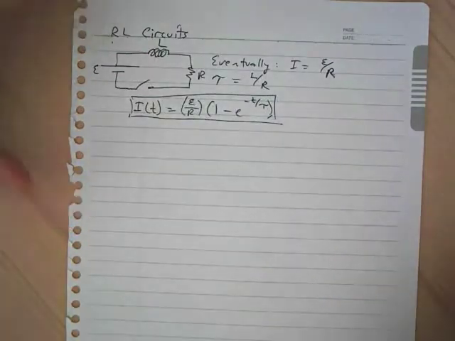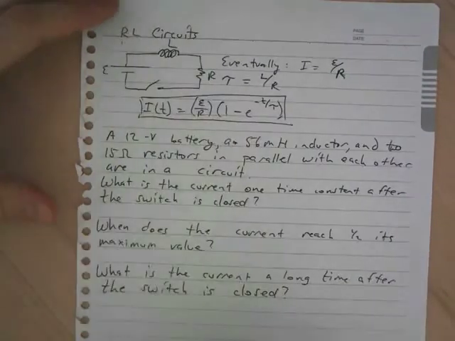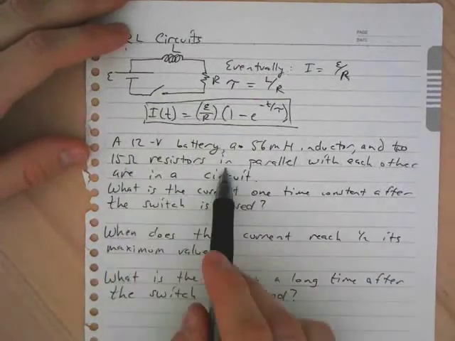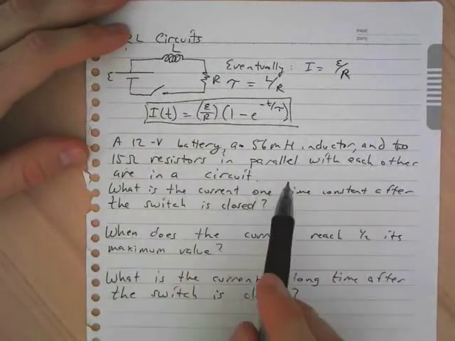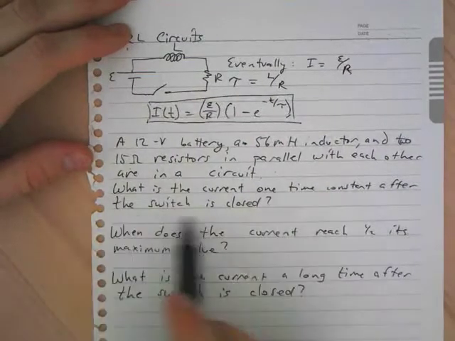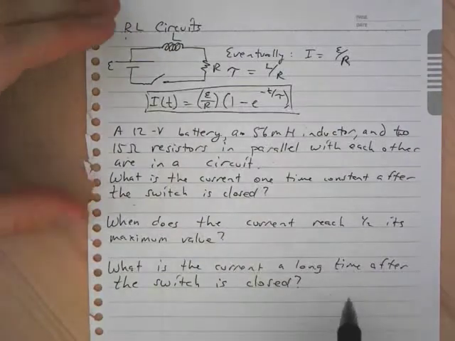And we can solve different kinds of problems with this. For example, let's say that we have the following situation. A 12-volt battery, a 56 millihenry inductor, and two 15-ohm resistors in parallel with each other are in a circuit here. I want to know what is the current one time constant after the switch is closed, when does the current reach half its maximum value, and what is the current a long time after the switch is closed.